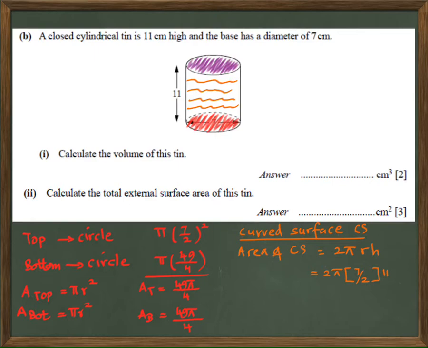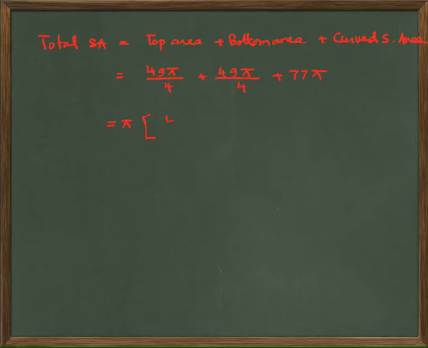Let's move on. So 49 pi over 4, 49 pi over 4, and this comes out to be 77 pi. I'll add it all up. The first thing in maths, remember, use common sense to take common. Whenever there is a possibility of taking common, do take common. So I'm taking pi common and then I'll add it up. And of course, I can use a calculator with fractions.